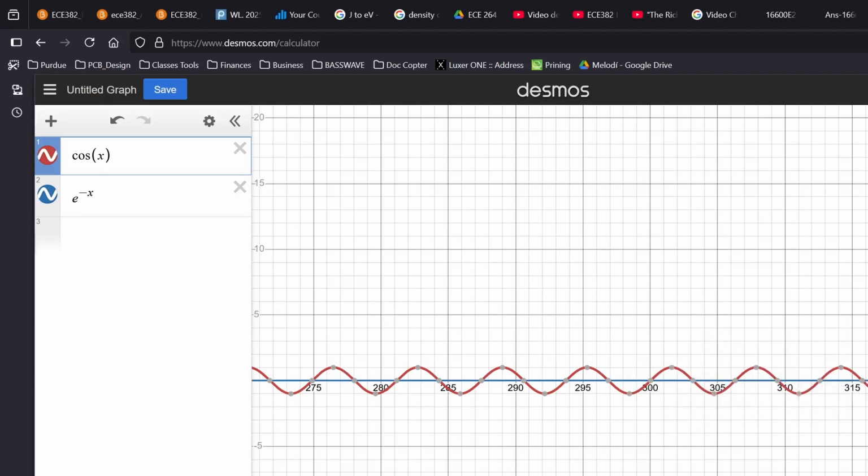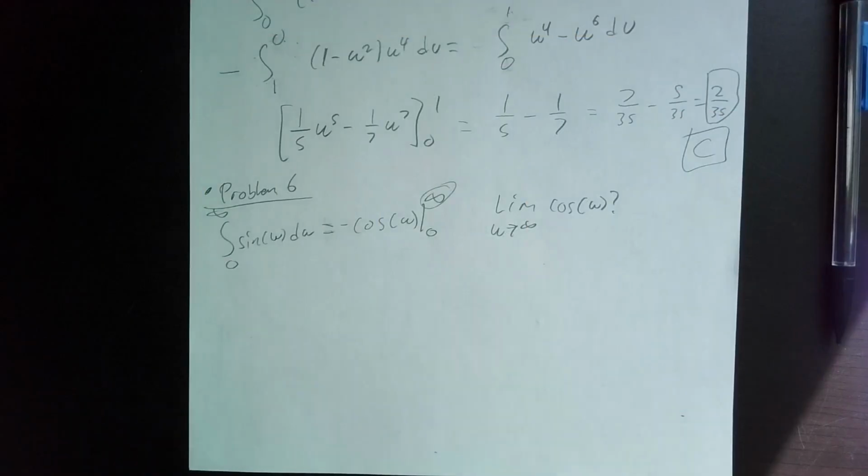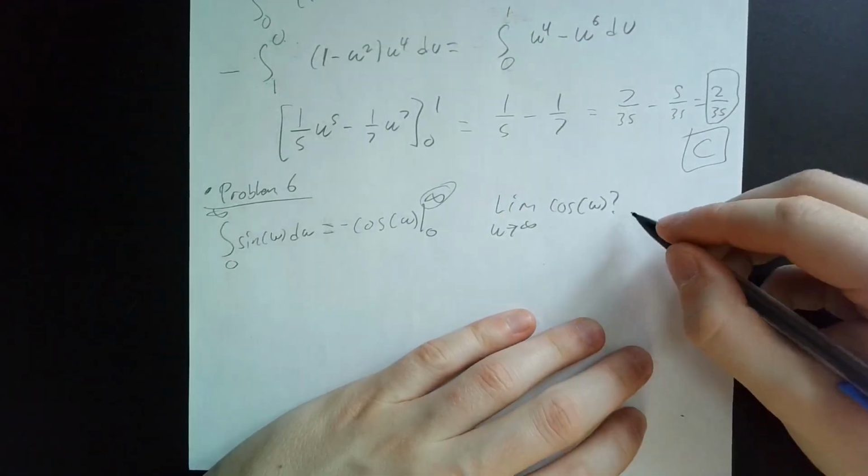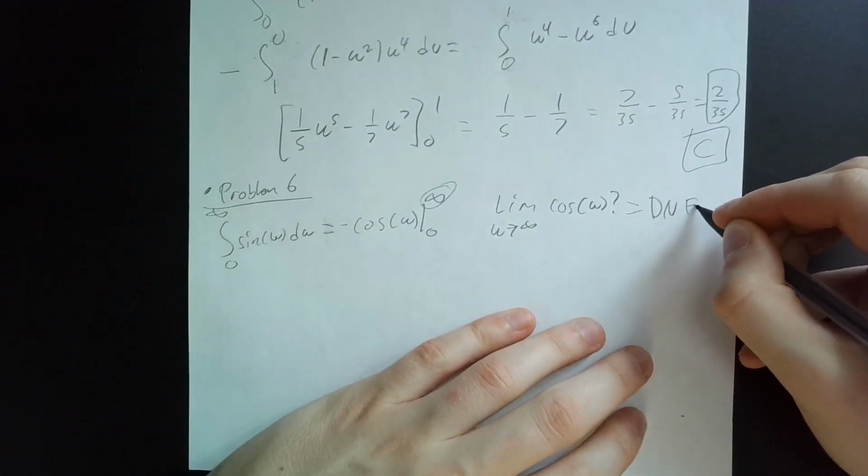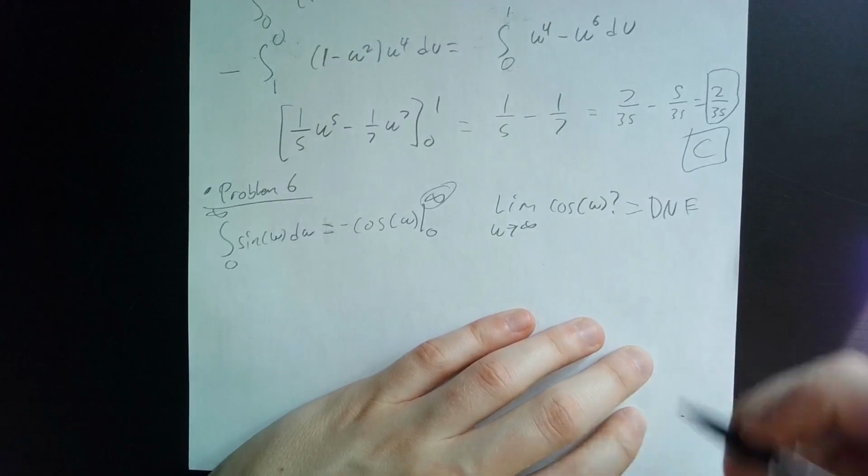This tells us that the limit of cosine as x goes to infinity doesn't exist. So the limit diverges, essentially. And so that's actually going to be one of our answers. So if we go back here, we're just going to say DNE, and that is answer choice E.